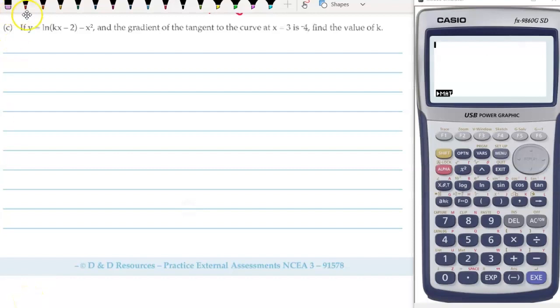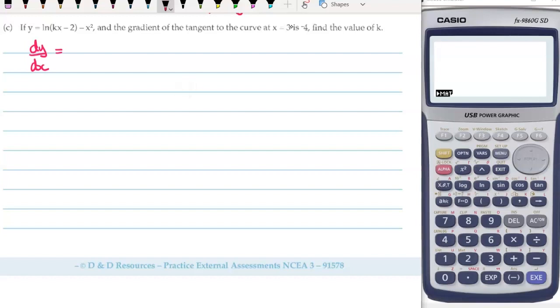Okay, for part C, we have this function and some information about its tangent. So we're going to need to differentiate it to get the equation of the gradient of that tangent. So if we differentiate natural log, it goes to 1 over the thing that was inside, and then times by the derivative of the inside. So the derivative of the inside in this case is just k. And if we differentiate x squared, we get 2x.